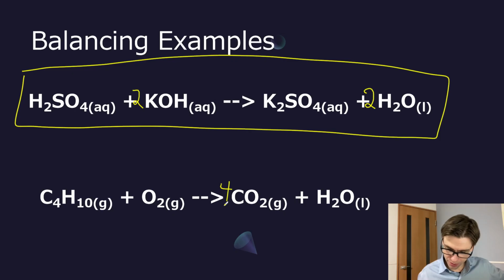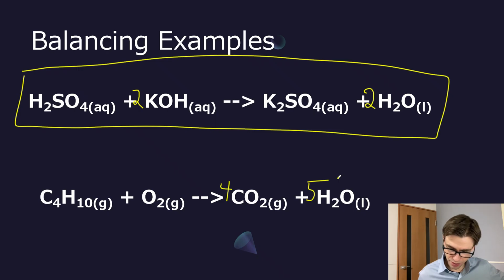All right. What else can we say? So hydrogen next. There's no polyatomic ions in this formula. But hydrogen, we've got 10 on the left and only 2 on the right. So I will need at least 5 water molecules to make 10 on the right. Now I've got 10 on each side.